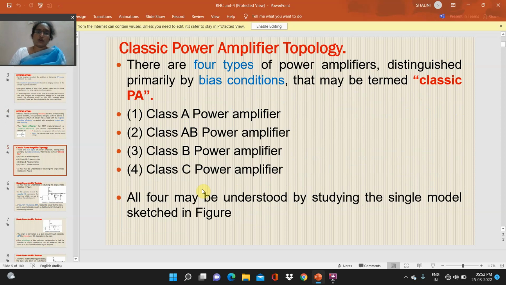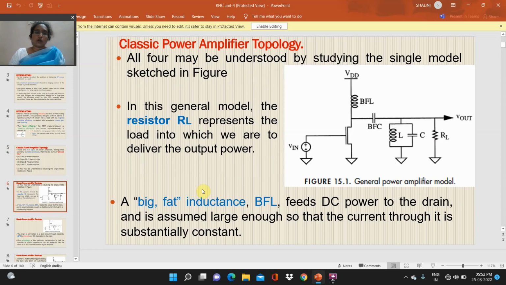Classic power amplifier topology. There are four types of power amplifiers, distinguished primarily by bias conditions, that may be termed classic PAs: class A, class AB, class B, and class C power amplifiers. All four may be understood by studying the single model sketched in the figure.